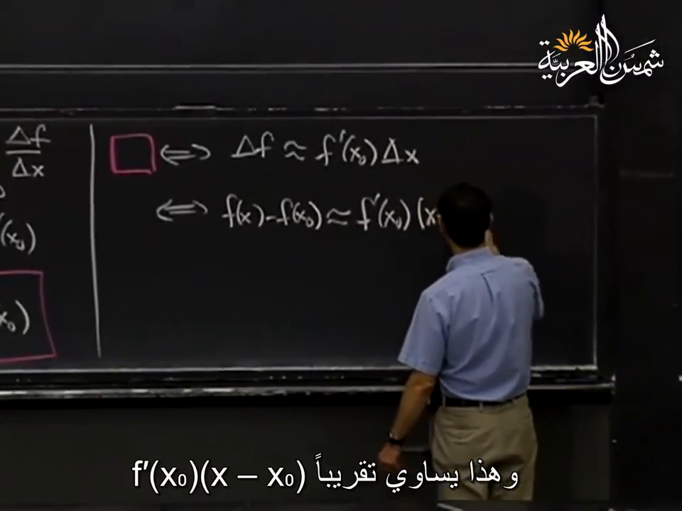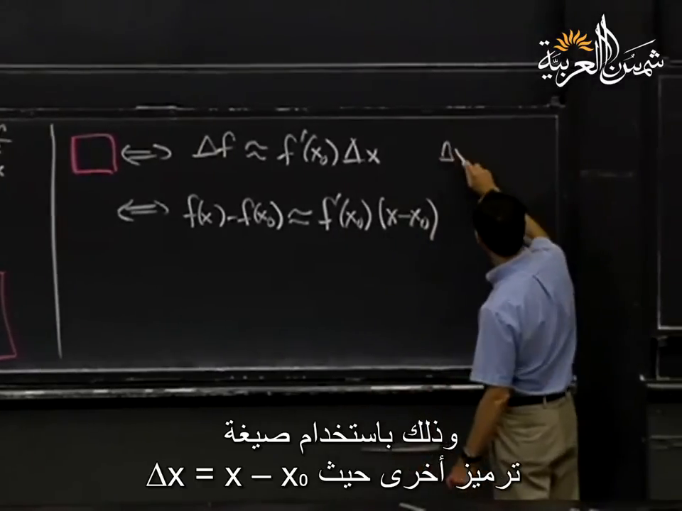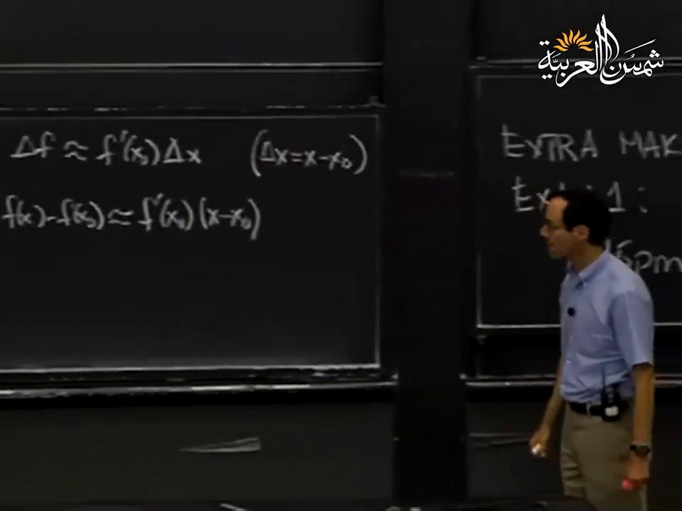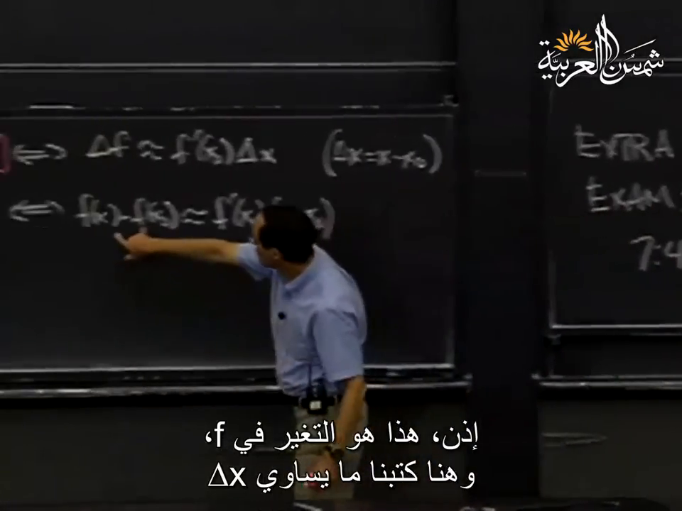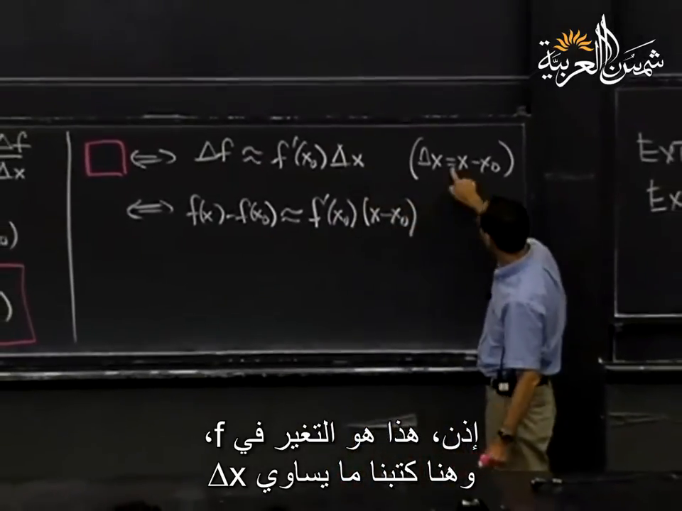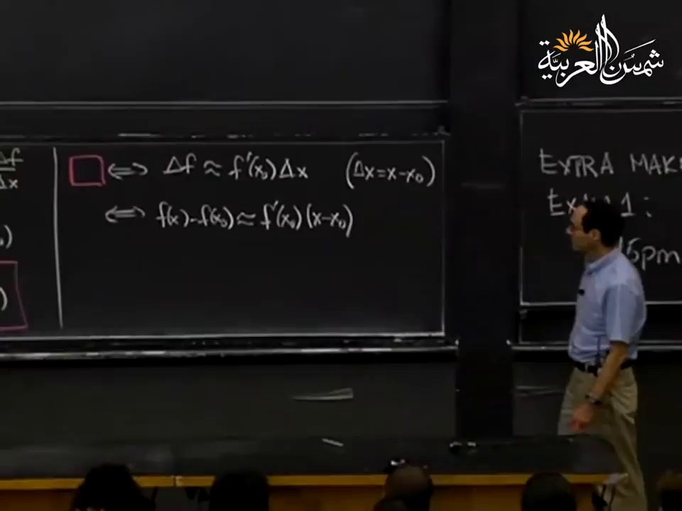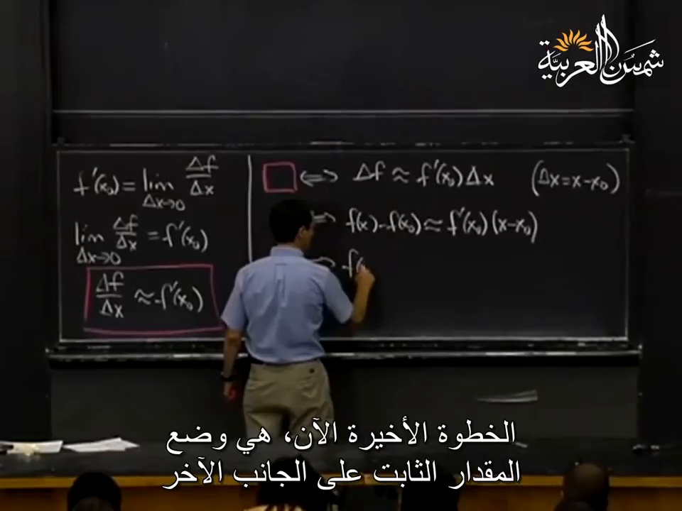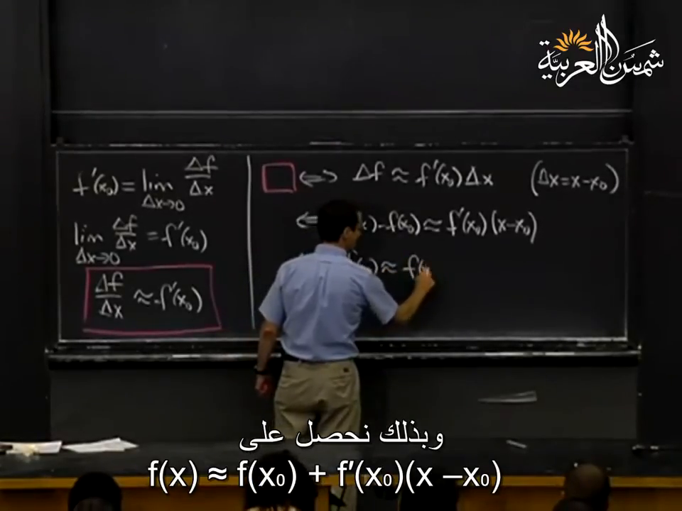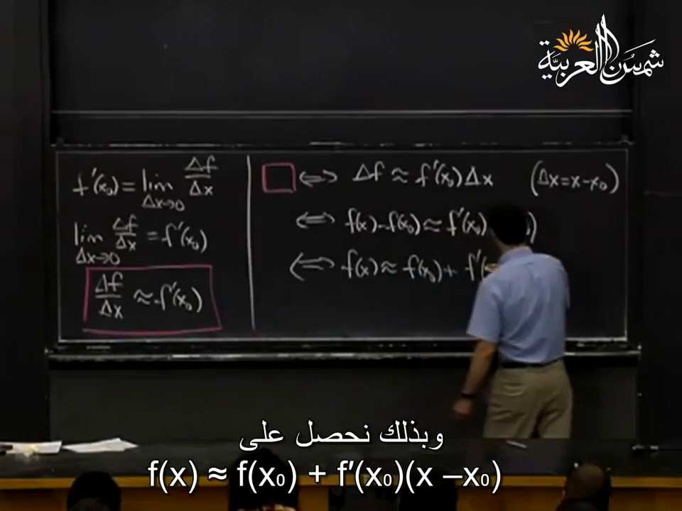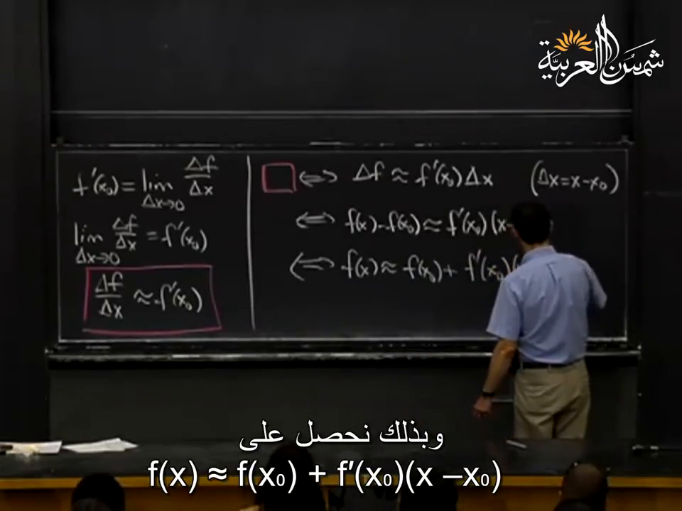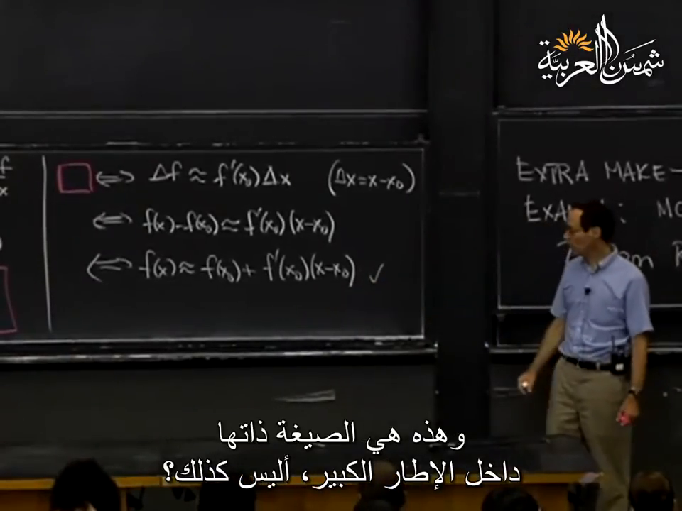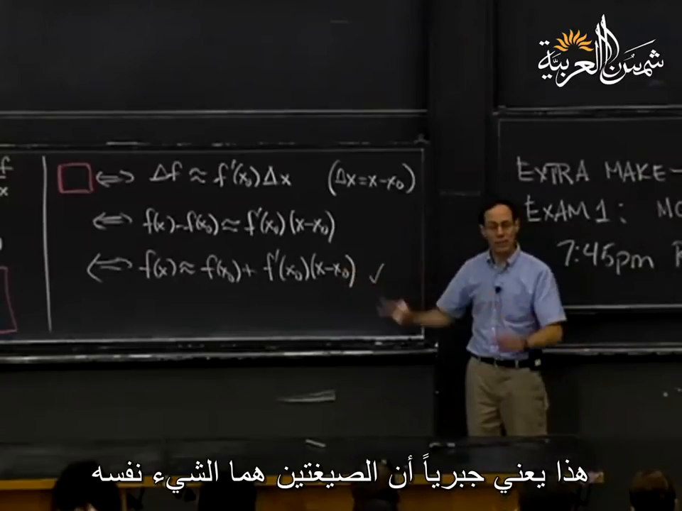And this is x minus x0. So here I'm using the notation delta x is x minus x0. And so this is the change in f. This is just rewriting what delta x is. And now the last step is just to put the constant on the other side. So f of x is approximately f of x0 plus f prime of x0 times x minus x0. So this is exactly what I had to begin with. All right? So these two are just algebraically the same statement.